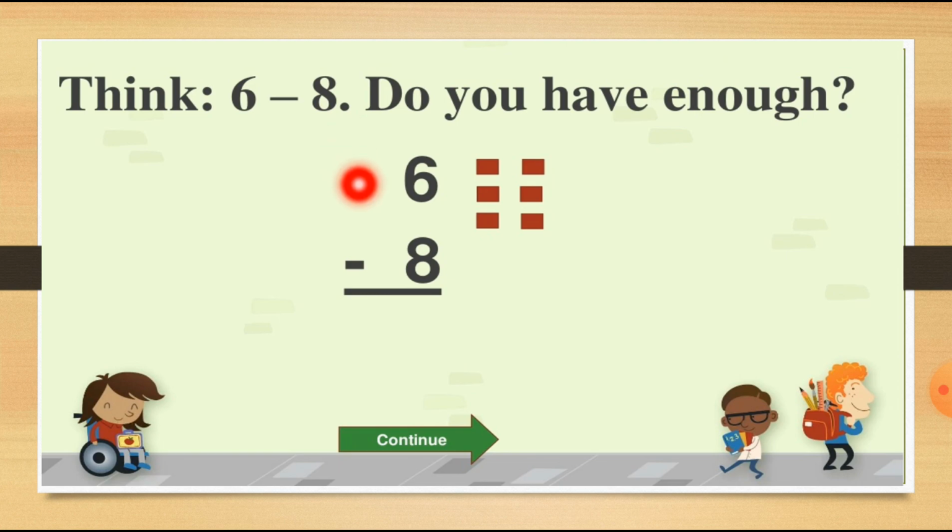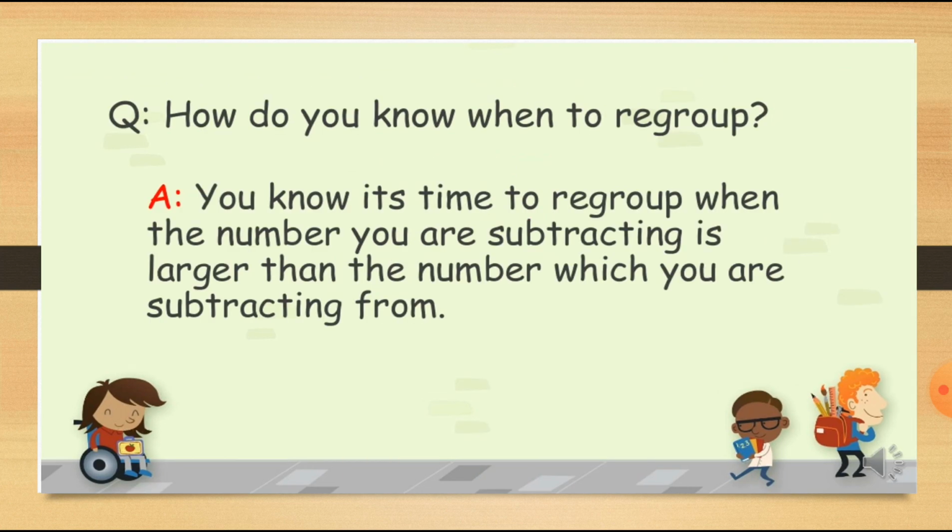Here you have to just see the ones value, which is the first one. Here 6 is our first digit and this 6 is a small number, and here is the digit 8 which is the big number. So at that time we have to regroup it, as written here: when the number you are subtracting is larger than the number you are subtracting from. So whenever this situation comes, we have to regroup it.